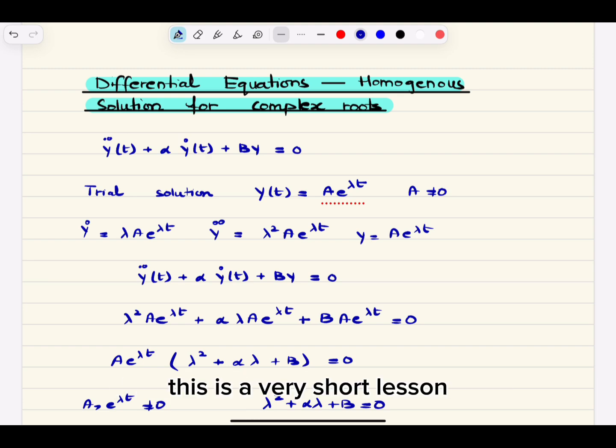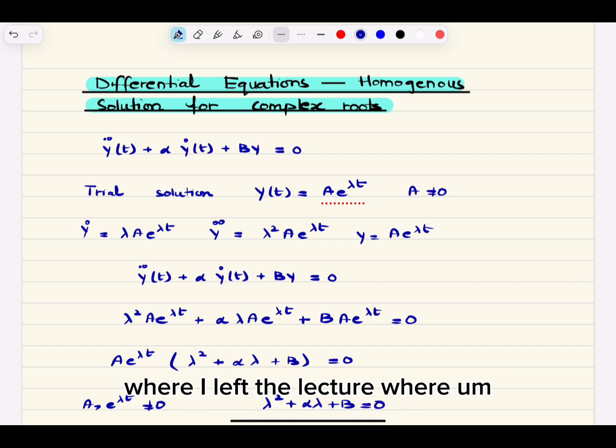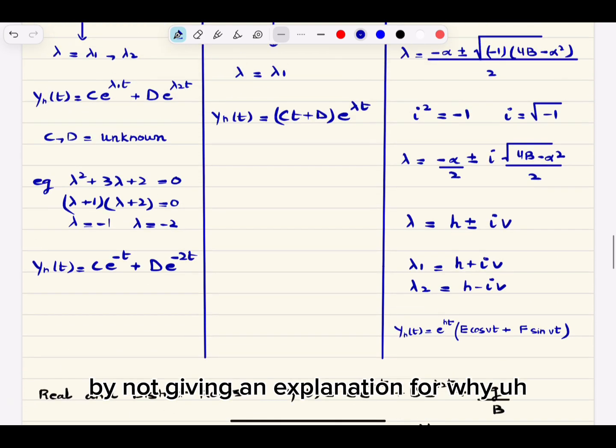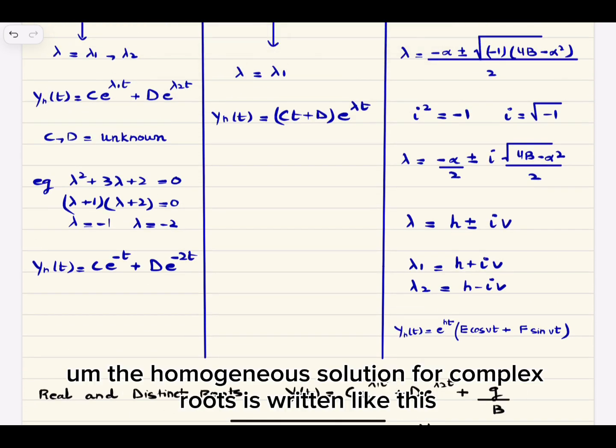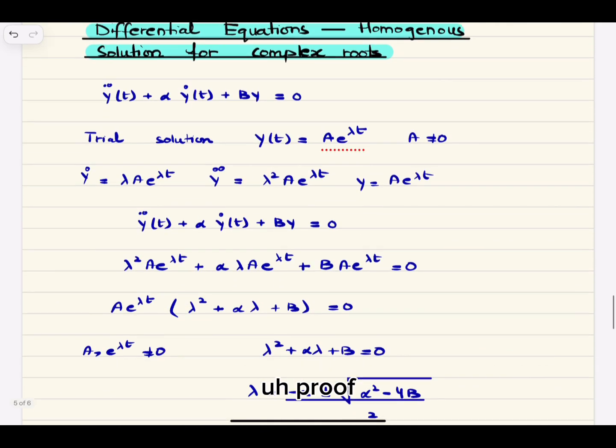This is a very short lesson which is a continuation of differential equations part 1, where I left the lecture without giving an explanation for why the homogeneous solution for complex roots is written like this. So I'm just going to go ahead now and show that proof.